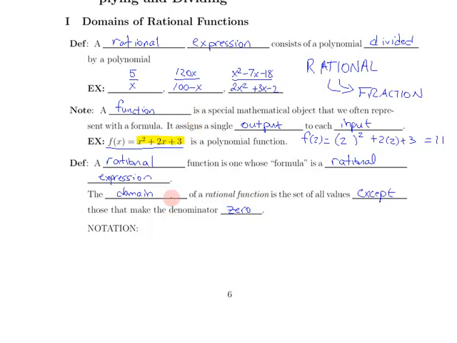Now the notation we're going to use for domains, whenever we ask what numbers can we plug in, is set notation, because in mathematics we always denote sets with curly braces. I'm going to use something called set builder notation, which looks like this. The domain of a function is the set of all values for the variable x that I can plug in such that x is not equal to, and then a list of values that it can't be equal to.